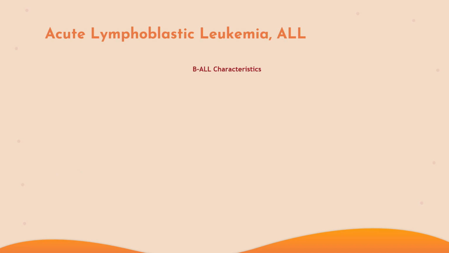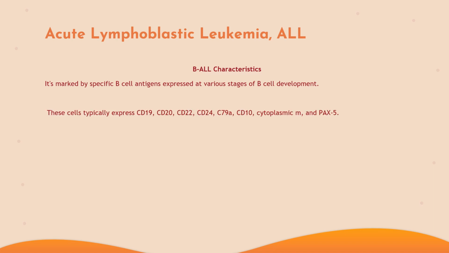In this segment, we'll explore the distinct characteristics of B-cell acute lymphoblastic leukemia, or B-ALL, and T-cell acute lymphoblastic leukemia, or T-ALL. Let's start with B-ALL. It's marked by specific B-cell antigens expressed at various stages of B-cell development. These cells typically express CD19, CD20, CD22, CD24, CD79A, CD10, cytoplasmic mu, and PAX5. Interestingly, the degree of differentiation of B-lineage lymphoblasts is often tied to genetics and can influence treatment decisions.